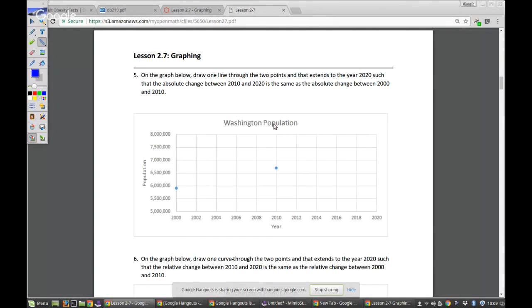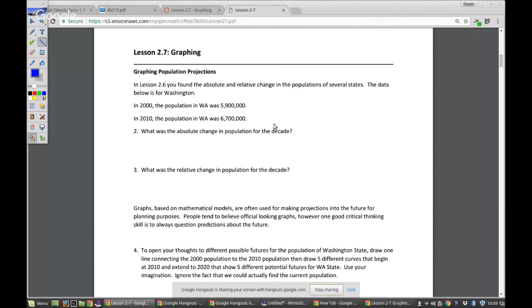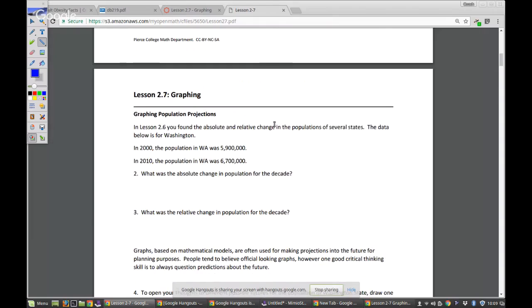So the 2 points listed, there's 3 versions of this graph. They're all the same graph. We're just going to do different things with it. They're all based on the data at the top of page 2. You get that data from page 2. We're going to type that in, and we're going to make some calculations.